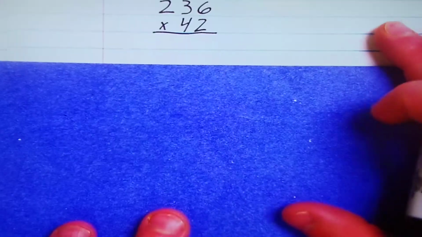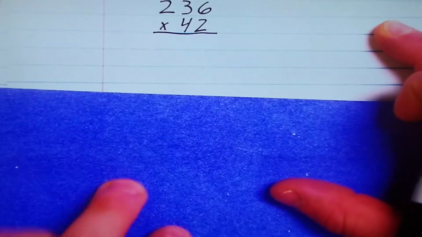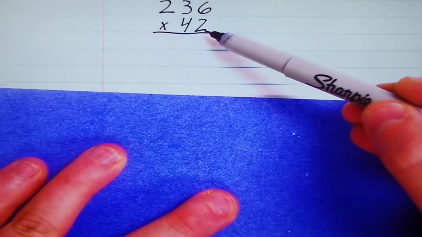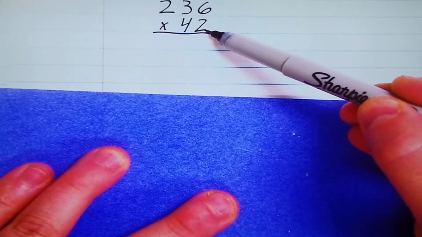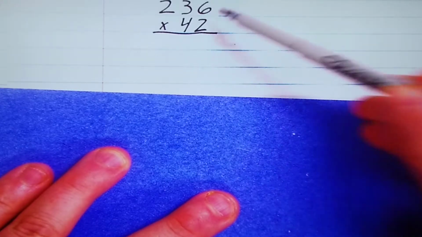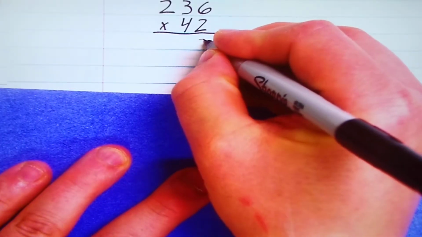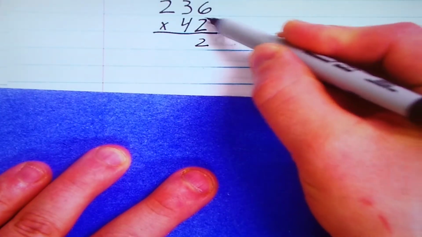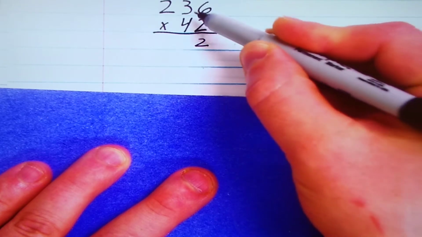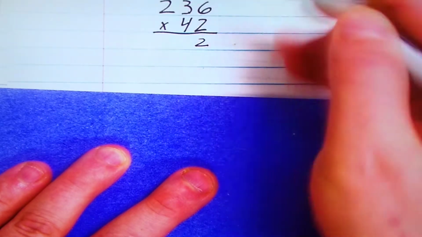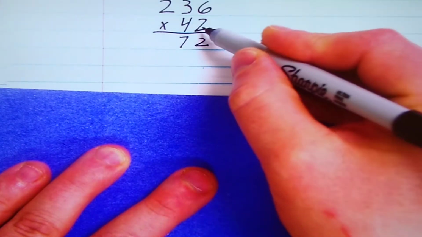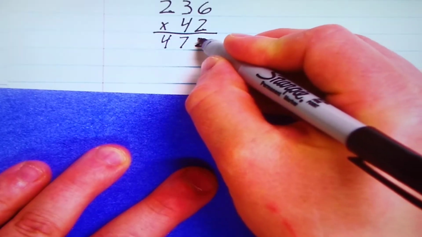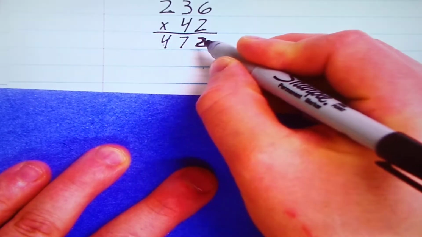All right, let's see how good you did. All right, when you have 2 digits on the bottom, first you're going to multiply by the ones place, the 2. 2 times 6 is 12. Bring down the 2, carry the 1. Now you're going to multiply by the 10, staying with the 2 until you get done with all of them. 2 times 3 is 6, plus 1 is 7. And then 2 times 2 is 4. So that first row of numbers should be 4, 7, and 2.